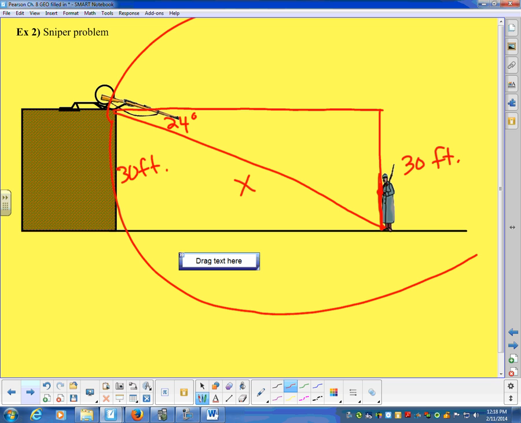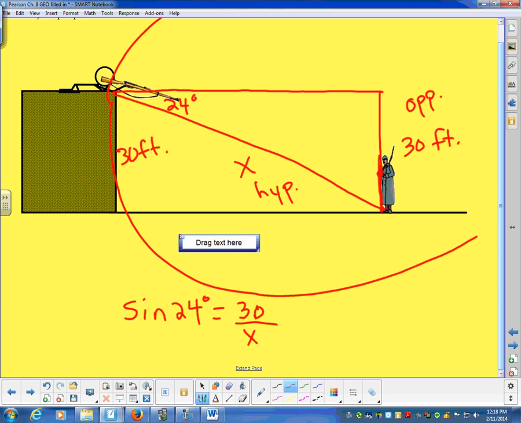So here we go. Let's go ahead and set this up. I'm given the 30 feet is the opposite. The x is the hypotenuse. Which of our three involve O, opposite, and H, hypotenuse? Sine does. So sine of 24 degrees equals opposite 30 over hypotenuse x. I would like you to go ahead and solve for x. See if you find a value, and make sure it makes sense. If you need help, I can help you on your calculator.